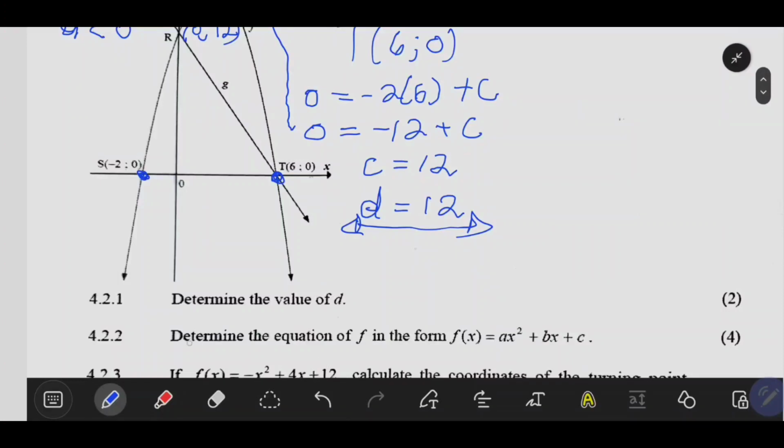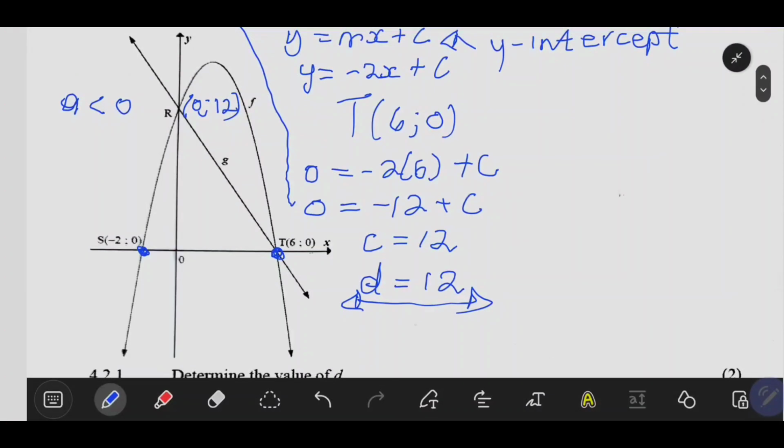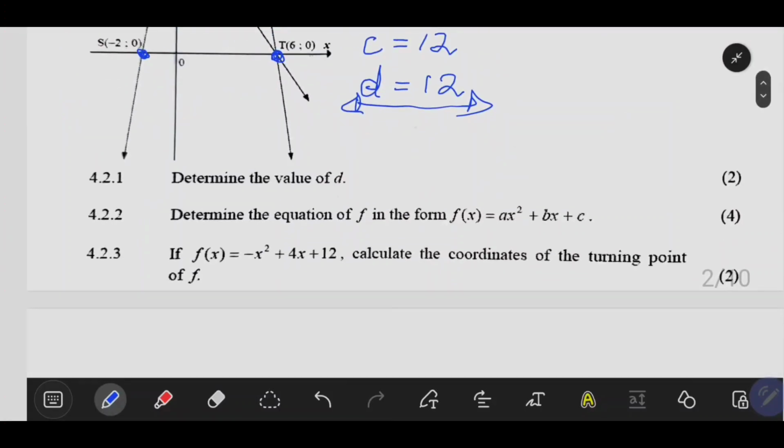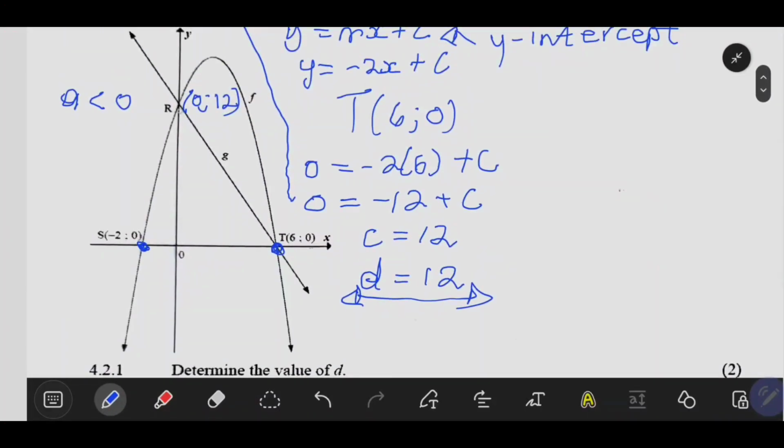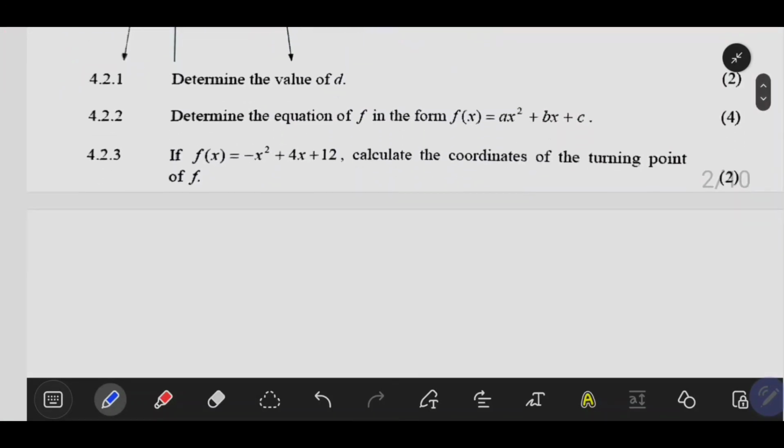Then the second question says, determine the equation of f in the form ax squared plus bx plus c. Then we are given the two x-intercepts and a point on the graph, or the y-intercept. So this can be done in two ways. If we're given two x-intercepts and a point on a graph, we know that we're going to apply this formula in order to determine the equation.